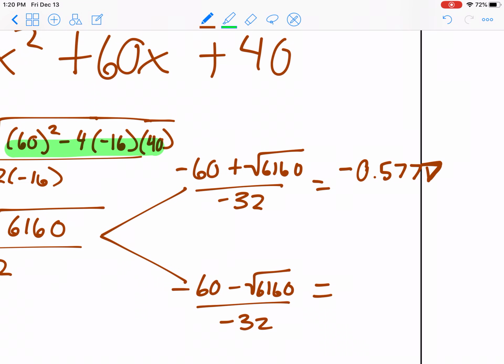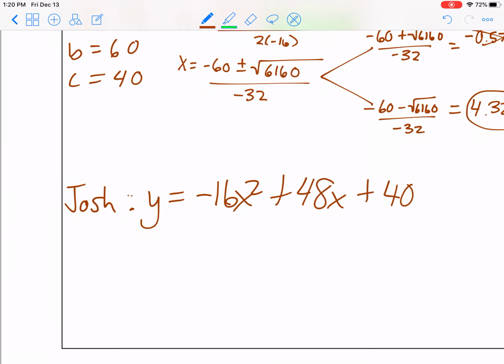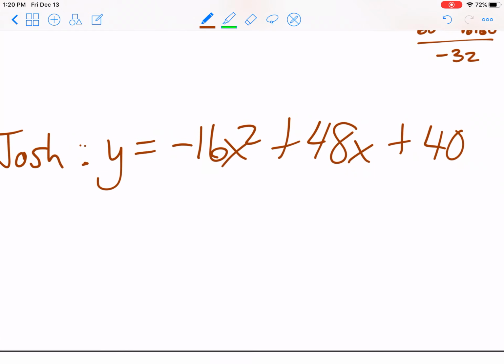And this one is going to lead to 4.328. Negative answer doesn't make sense. Traveling backward in time wouldn't work, so 4.328 is the one we want. So a lot of calculator work to help us get there. Let's check out Josh's and see how long it takes for his to reach the ground.